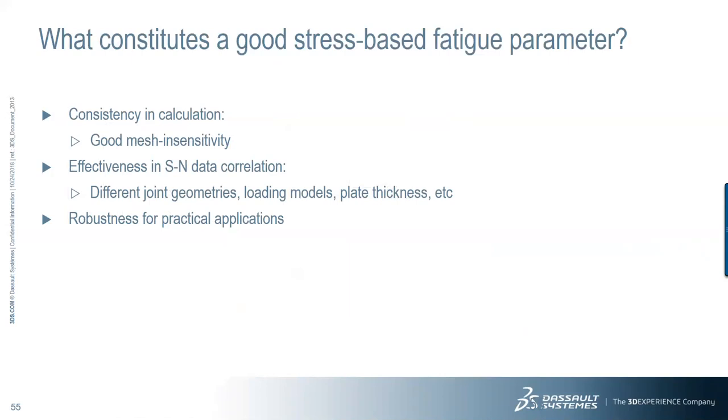And the other thing that we would wish to have is effectiveness in the SN data correlation. So essentially, ideally, for different joint geometries, loading models and plate thicknesses, it would be great if we could have just one master curve, as opposed to choosing different curves based on the weld class that we have decided, again based on a subjective decision. So that's something that we would ideally want. And we would also want robustness for practical application. It's great to have something theoretically very advanced, but if you cannot really use it practically for your application, then that's essentially not useful for us.